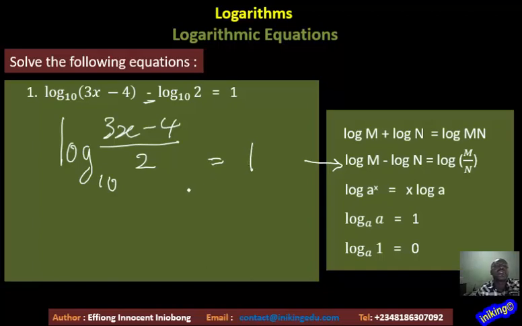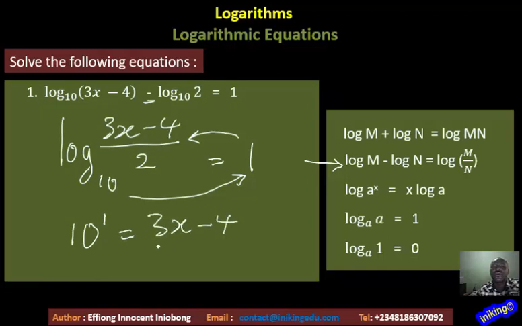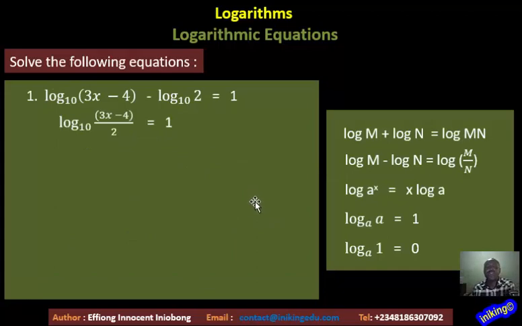Now after writing this, I have a logarithmic expression here, but I can convert this to an exponential equation by saying 10 raised to the power of 1 will be equal to what? 3x minus 4 over 2. So I say, okay, 10 raised to the power of 1 is equal to 3x minus 4 all divided by 2. First, let's write this out neatly. So that's it there. Now we have a very simple equation here.